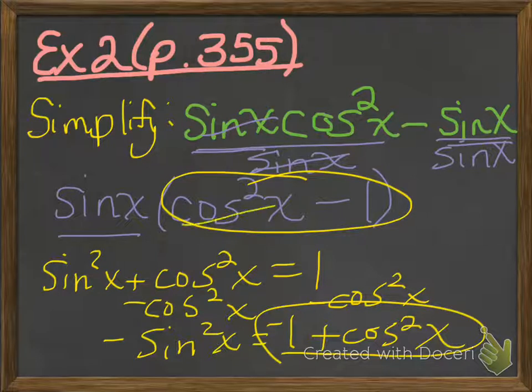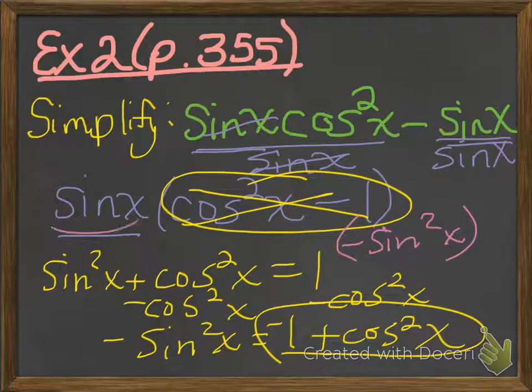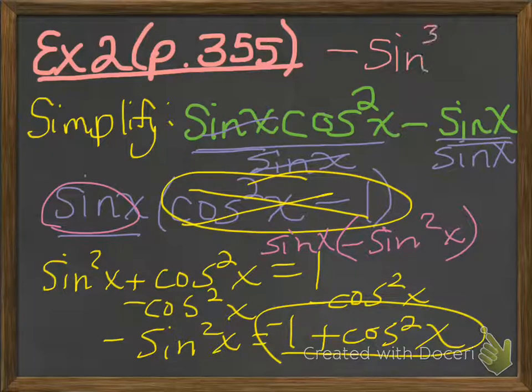So this right here can be replaced with negative sine squared x. So I have the original sine x out here times negative sine squared x, and our answer then is negative sine to the third x. Okay, now that is how we simplify something like that.